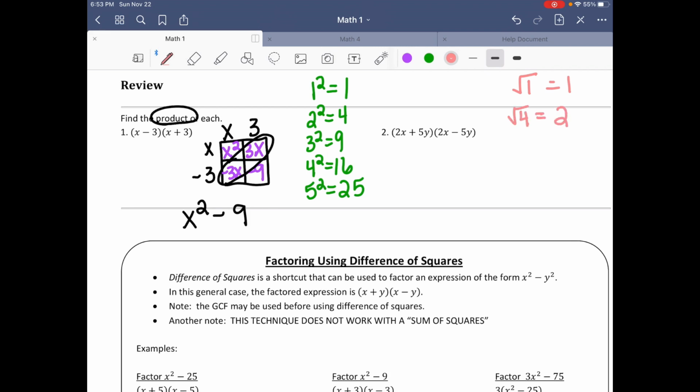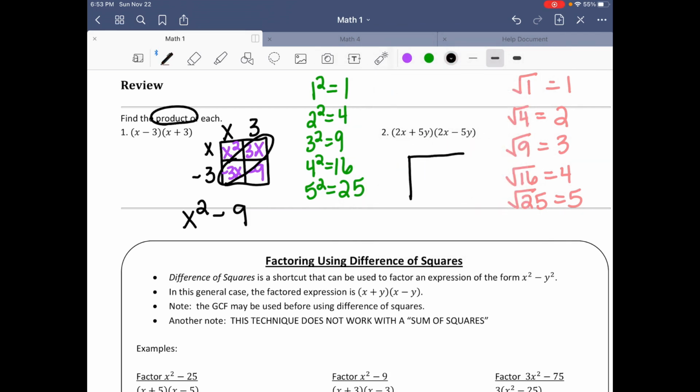The square root of 4 is going to give me 2. The square root of 9 is going to give me 3. The square root of 16 is going to give me 4. The square root of 25 is going to give me 5. So these are patterns that you need to recognize.